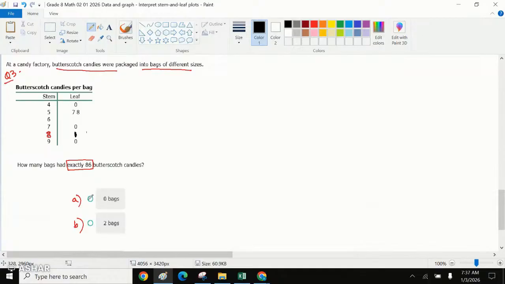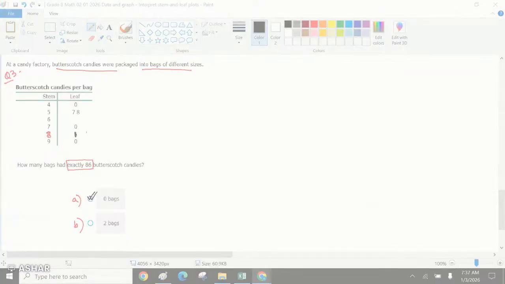Yes, option A is the correct answer. Agreed? Because option A says that there are 0 bags which have exactly 86 candies. Okay? So we click onto the test, 0 bags, and it shows us that it's the correct answer. And we move on to the next question.